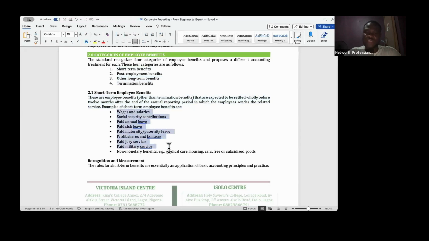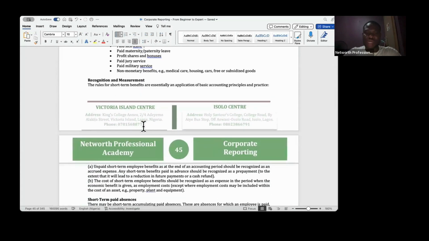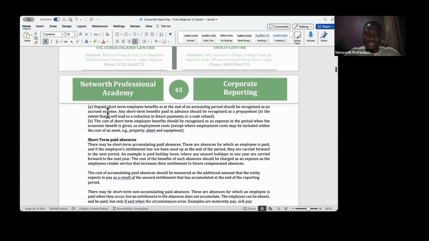And these are examples of them: wages and salaries, annual leave, all those allowances, whatever it is, those will be short-term that you are due for within 1 year. So how do you put that in your books? It's quite straightforward. At the end of the month, when an entity pays salary, you debit staff costs as an expense, and the other leg will go to bank.